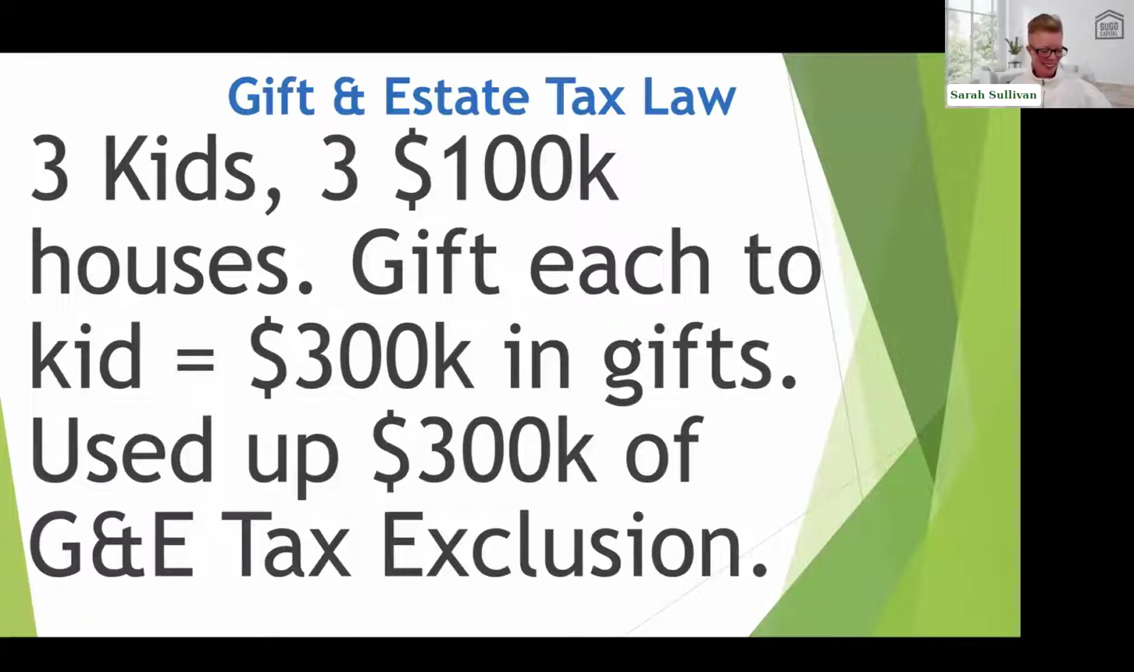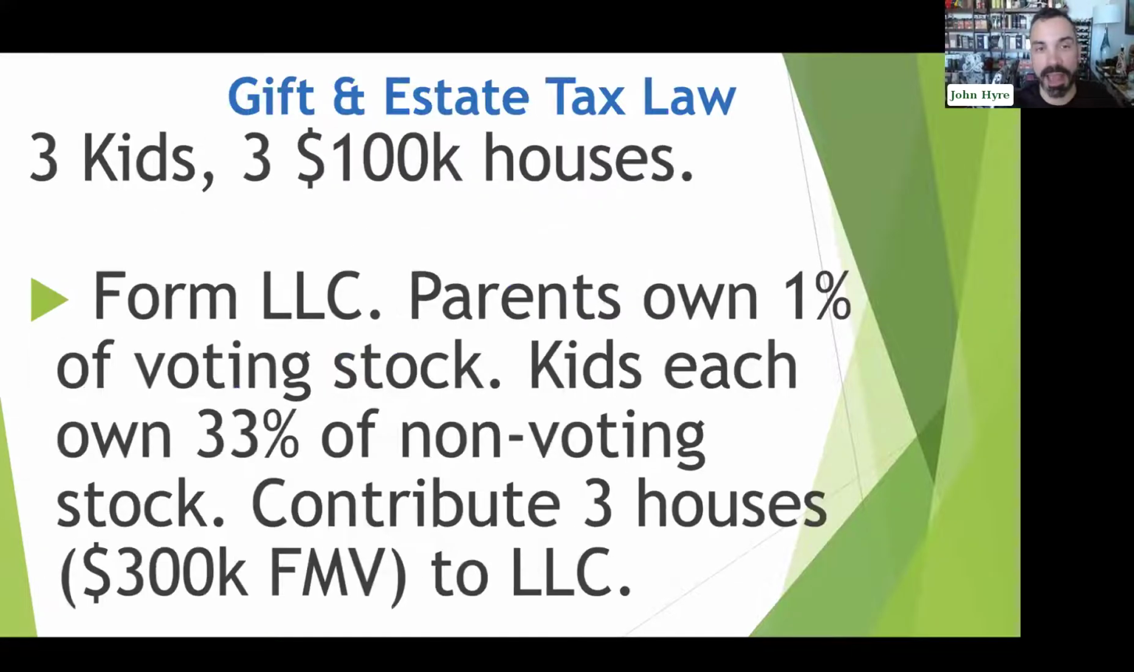I give each one of them a $100,000 house. So the gift to each kid is a $100,000 house, multiplied by 3, $300,000 of gift, and the gift and estate tax exclusion has been used up. And if the exclusion were unlimited or you weren't anywhere near it, you would just do this because it's easy. But sometimes you want to preserve that gift and estate tax exclusion.